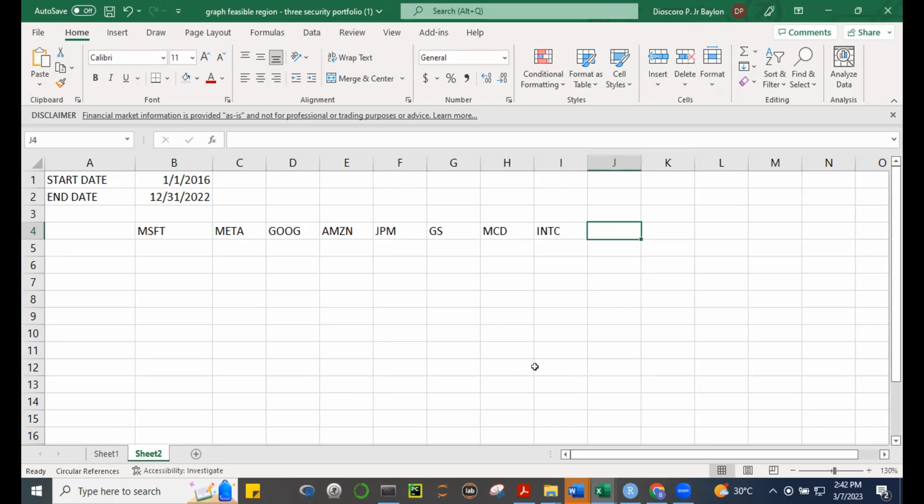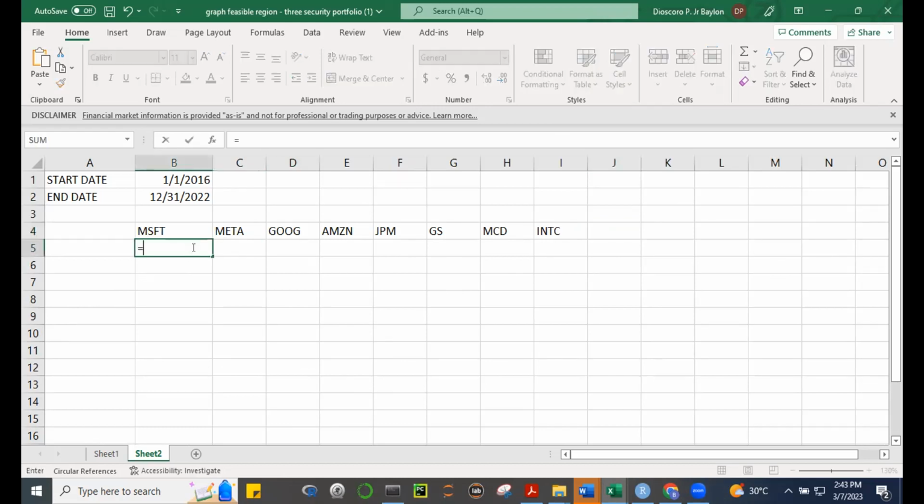So actually, we can download stock prices from Yahoo Finance without going to Yahoo. I don't know when this started, maybe Excel 2016, I'm not sure. Hopefully this works in your Excel. I'm not sure if this is just for 365. We can use this: equal to stock. There's a function called stock history. Can you kindly see if you have that, please?